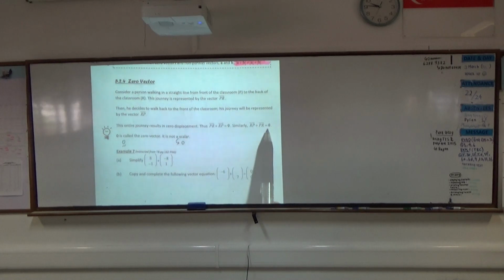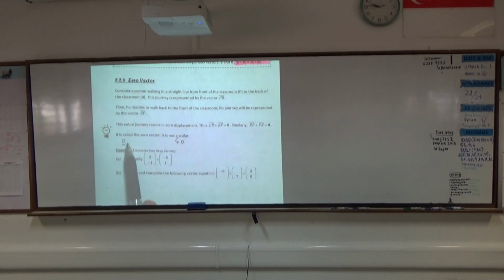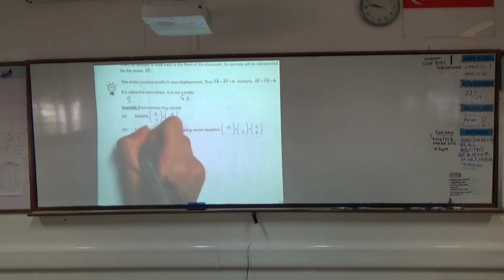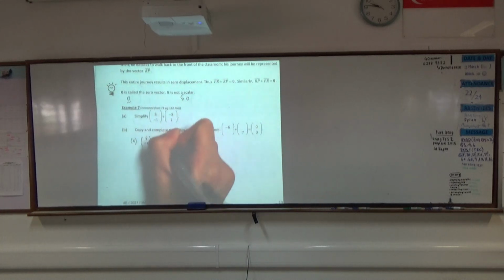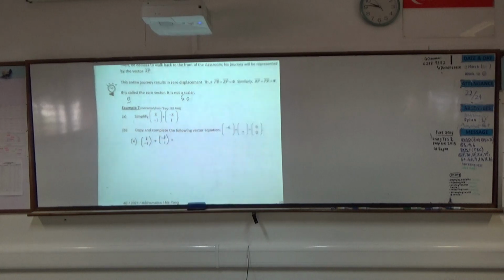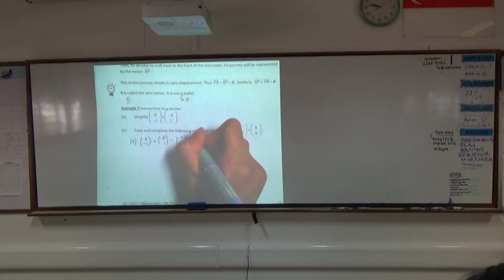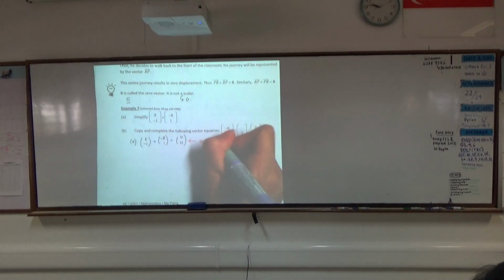When you are adding vectors, the resultant must be a vector itself. It cannot be a zero value number. So there is that difference between vector and scalar. Therefore, for part A, when I want to simplify (8, -1) plus (-8, 1), just like how we do matrices, 8 and -8 is 0, -1 and 1 is 0. So this is another way that we represent a zero vector, in column vector form.